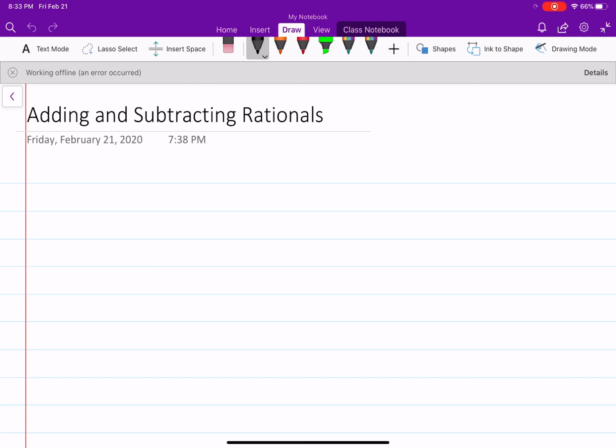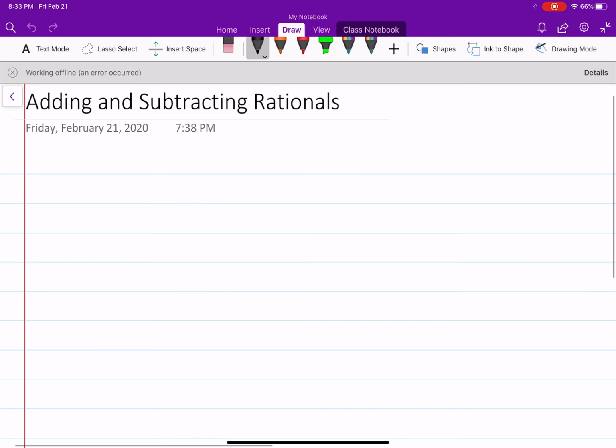All right, let's talk about adding and subtracting rationals. You guys know that when we add or subtract fractions, we need common denominators, right? So it's like adding people to your family. You want things in common before you add them to your family.